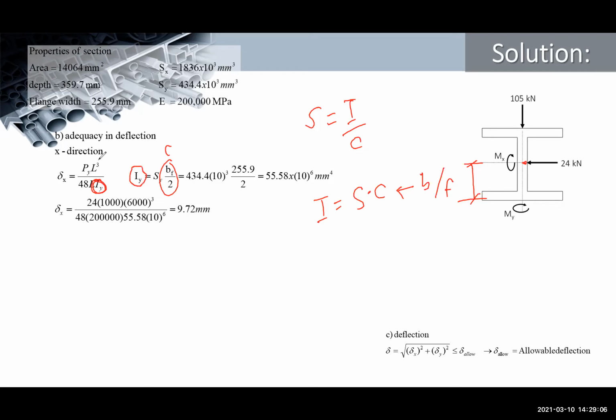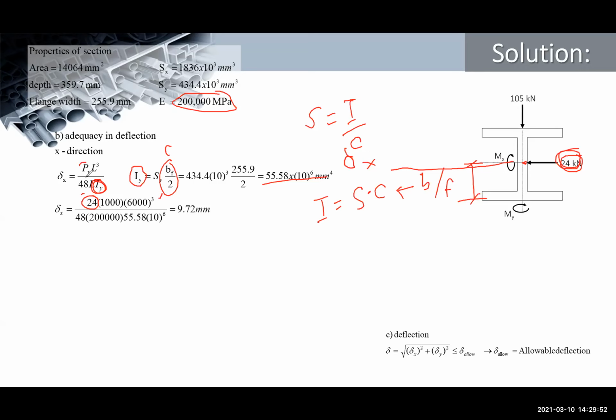And then, PY L cubed over 48 EI. Substitute the PY, 24, and then L cubed, that is 6,000, then 48, and the given E, 200,000 megapascals, and then the I that we have computed here. So we compute the deflection in the x-axis. Now, why did we use 24? Because this is our x-axis, and this is what will deflect, or your deflection in the x-axis. Since the 24 causes the deflection in the x-axis, that is what we consider here.